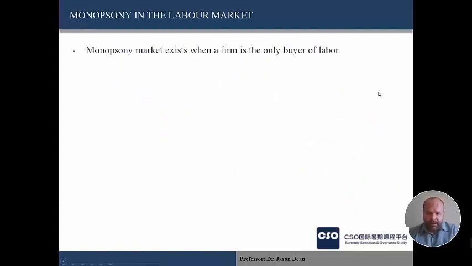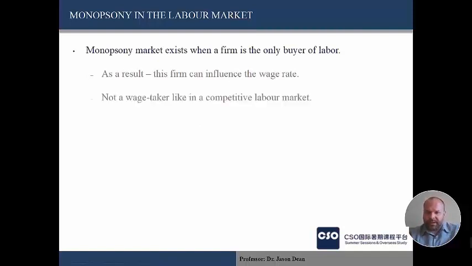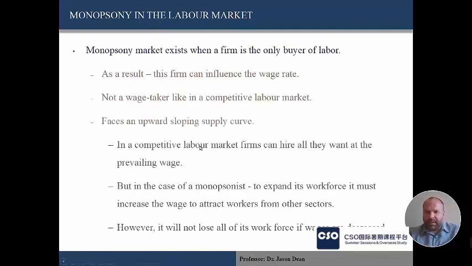So what's a monopsony? In the product market, we have a monopoly, and a monopolist is the sole firm in the product market. A monopsony is the sole firm that's doing the hiring in a particular labor market. So it's when there's one firm and it's the only buyer of a particular type of labor. And so the firm can influence the wage rate. It's not going to be a wage taker like in the competitive market. And so that means it faces an upward sloping supply curve.